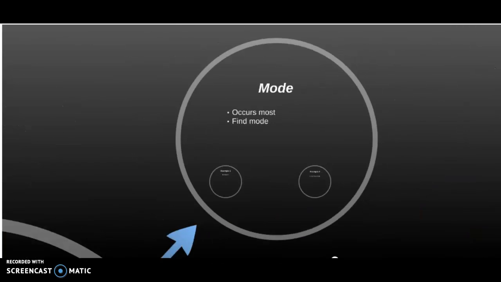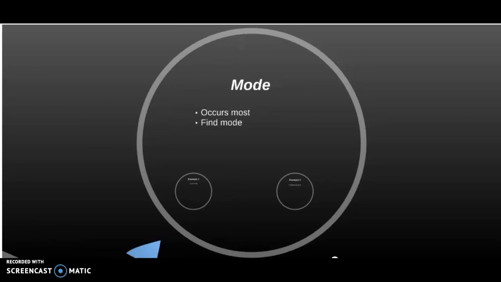Okay, we have one more term to learn. Mode. Mode means most. Mode is the thing that occurs most frequently. So mode is definitely the easiest to find. Again, you're going to want to put your numbers in order. That's, I think, the easiest way to find it. If you start with your smallest and you end with your biggest, if you have any numbers that repeat, it'll be super easy to find them.